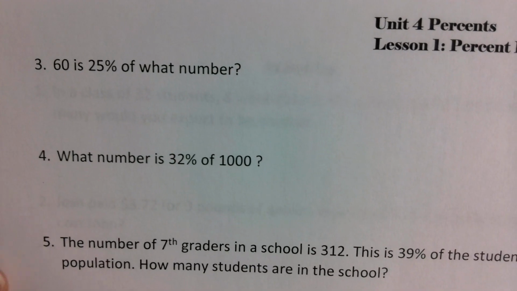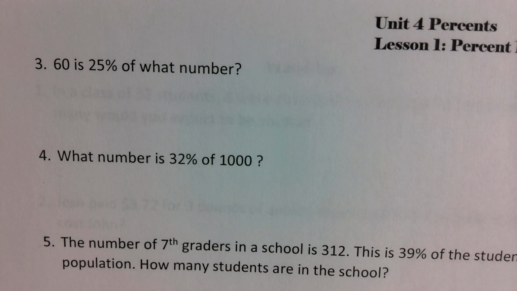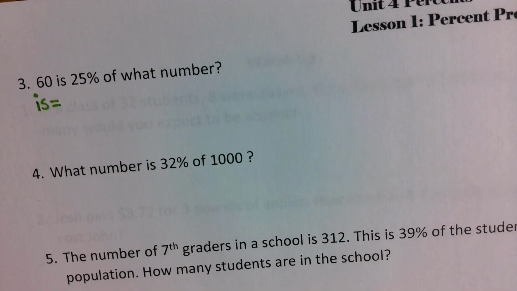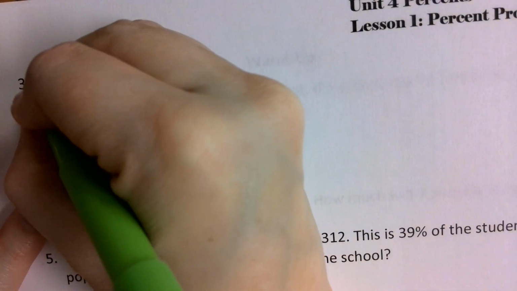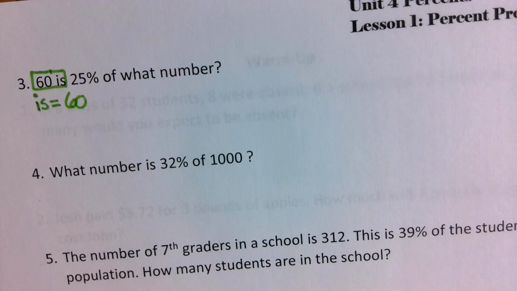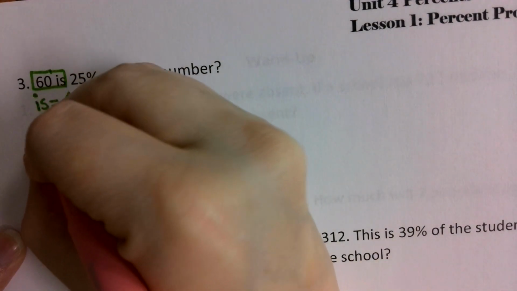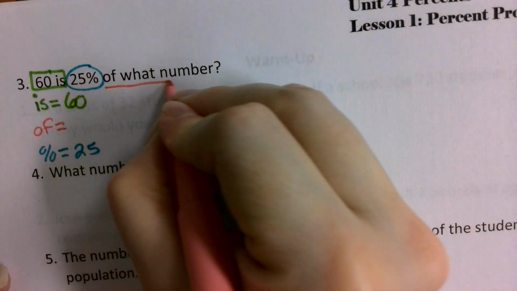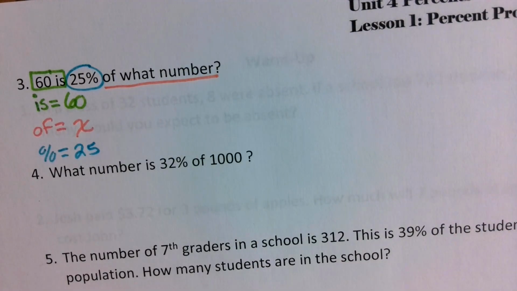All right, so for question number 3, we've got 60 is 25% of what number? 60 is 25% of what number? So the value 60 represents our what? Our is. The 60 represents our is. Okay, what about the 25? What does that represent? The percent, right? It represents the percentage because it says 25%. So that means the of is the value that is missing. We do not know the value of our of, so we put our variable there.